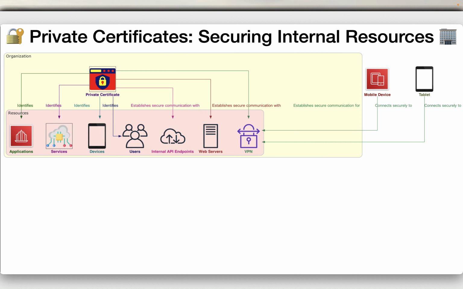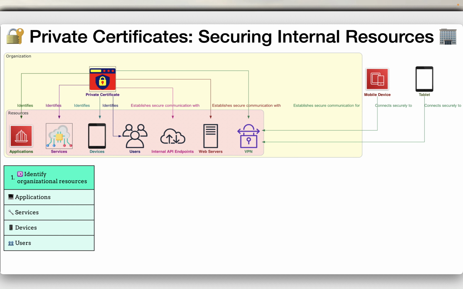So let's see private certificates. This is to secure internal resources which are private, which are not exposed over the internet. So first, identify organizational resources. Private certificates are used to identify various resources within an organization such as applications, which are software programs used by the organization, services, which can be internal services that support the organization's operations, devices, physical devices like computers, smartphones and IoT devices, and users, which can be employees, contractors and other individuals accessing the organization's resources.